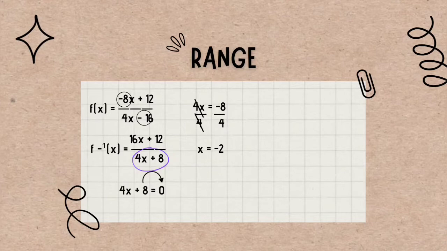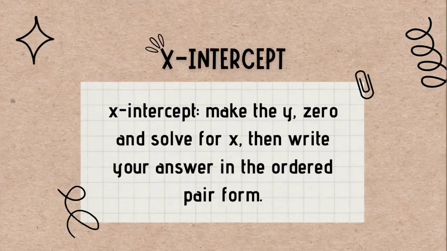So, let's i-ano na natin sa notational form. So, ang sagot ay yan. So, now let's talk about x-intercept. Make the y 0 and solve for x, then write your answer in the ordered pair form.